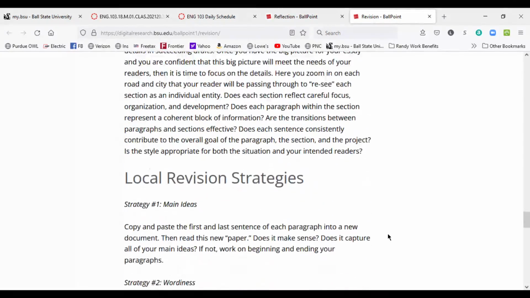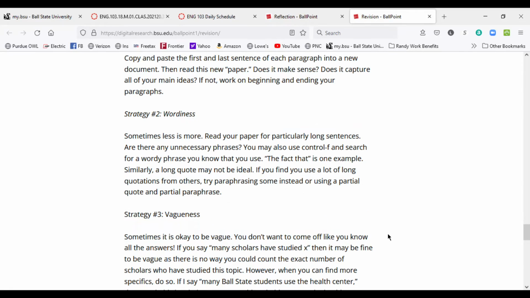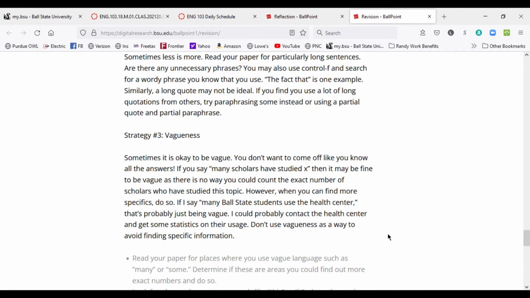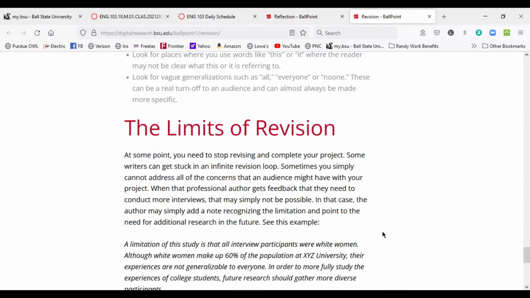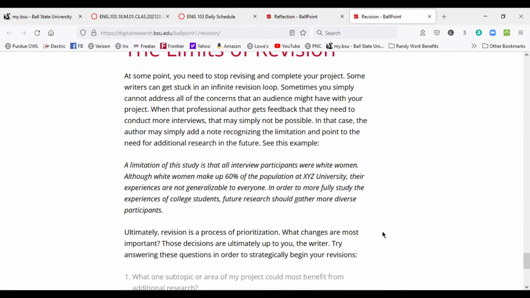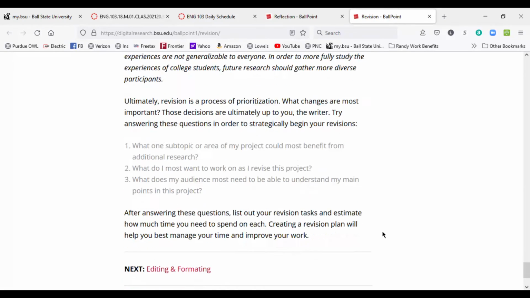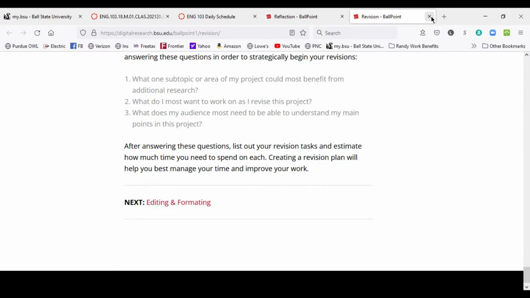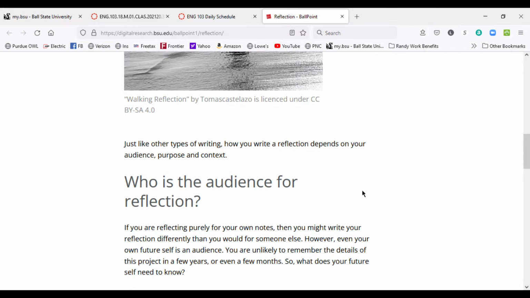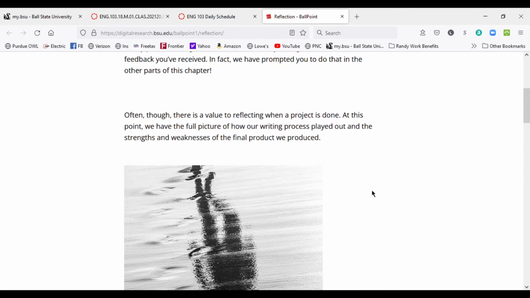Local revision, local strategies, wordiness, vagueness. You guys, I didn't see a lot of vagueness in your writing. Everybody was pretty detailed and spot on. I understood everything everybody was saying. And then it talks about the limits of revision. Okay. I know I go over these really fast, but I'm hoping you guys have read them. And we shouldn't have to go over them too in depth, right?